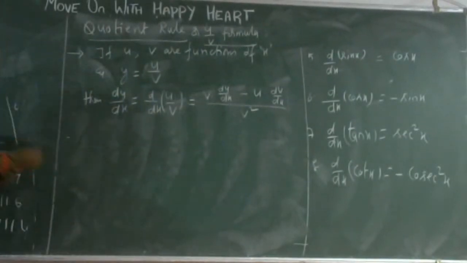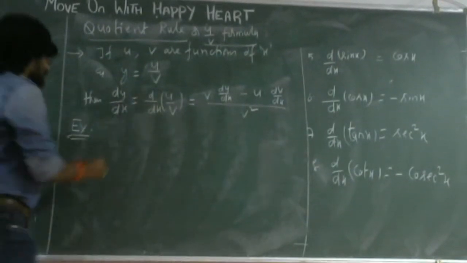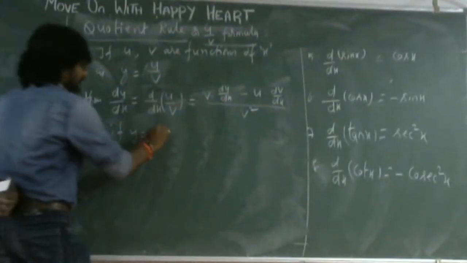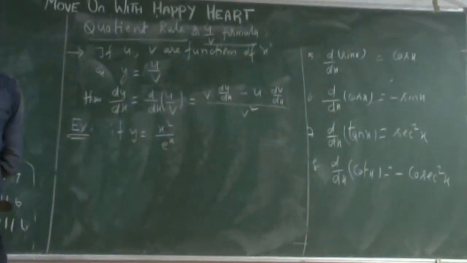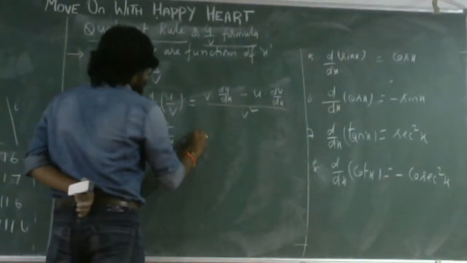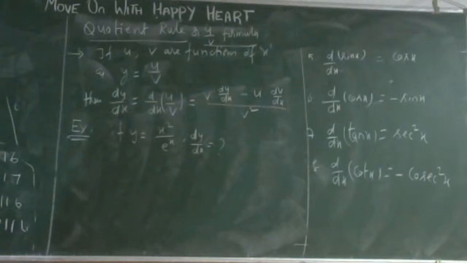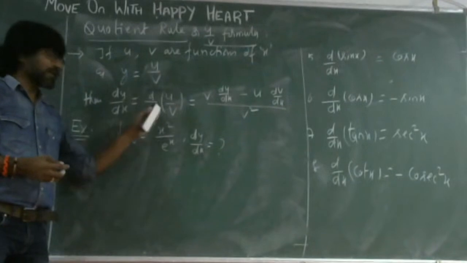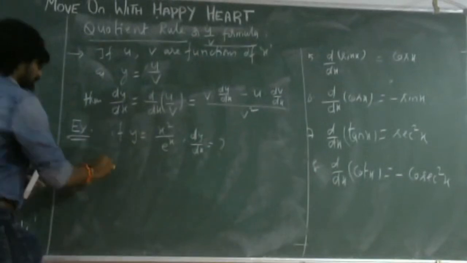We will do one example. If y is equal to x square by e power x, then find dy by dx. If y is equal to this, then dy by dx is equal to what? Here y is this, one function of x, and this is another function of x. Let us consider this is u, this is v.